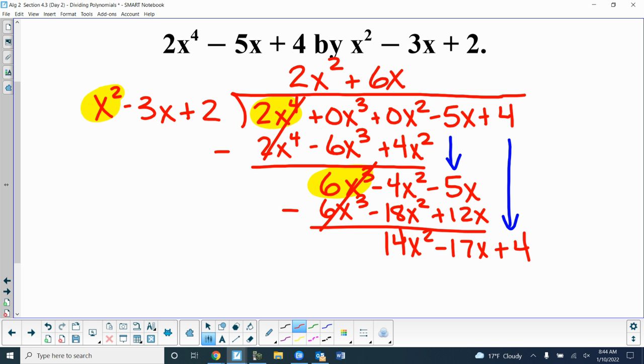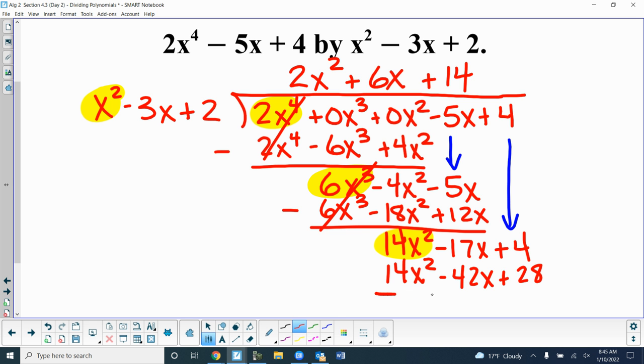What is 14x squared, this monomial, divided by 1x squared? 14. Okay? And again, I take that 14 and I multiply it by the x squared. I multiply 14 times negative 3x, which is what? Negative 42x. Oops, not 14, 42 is what I said, wasn't it? And then 14 times 2.